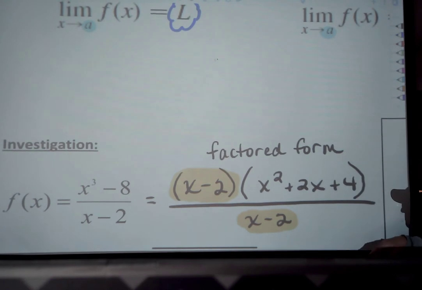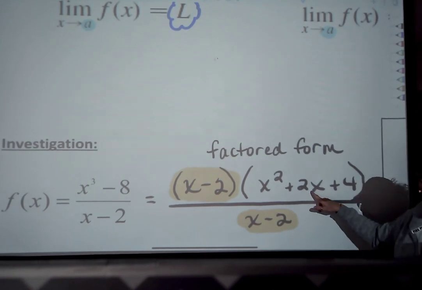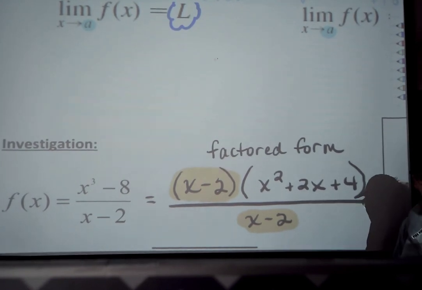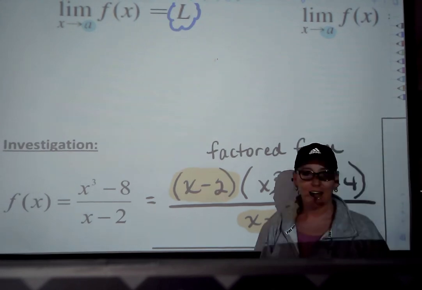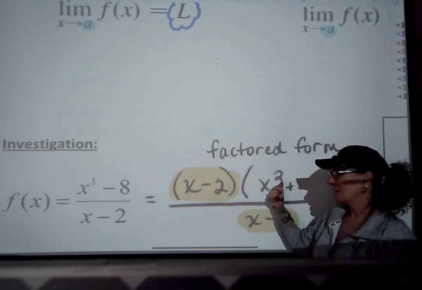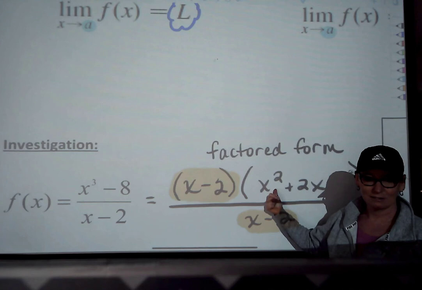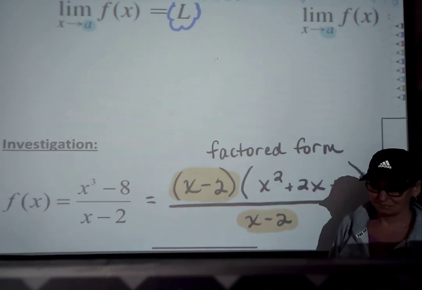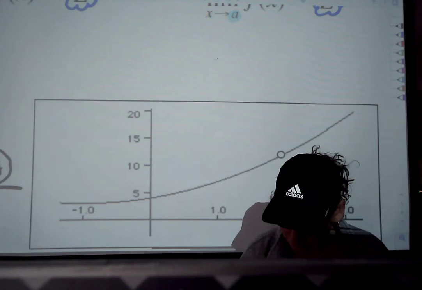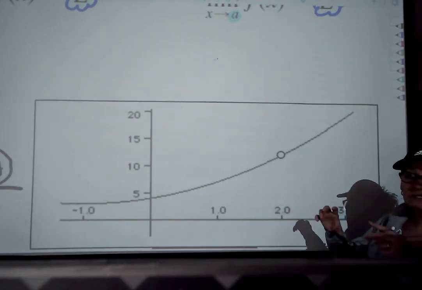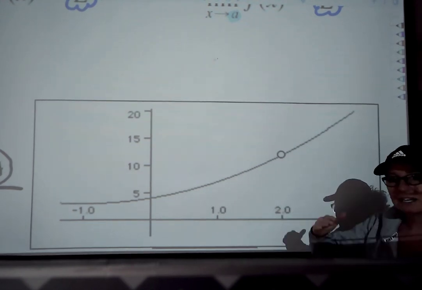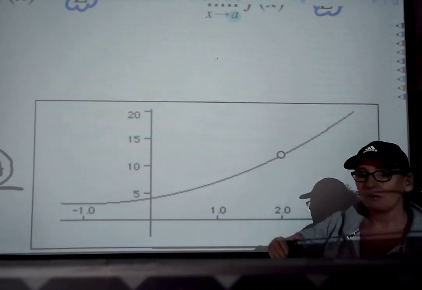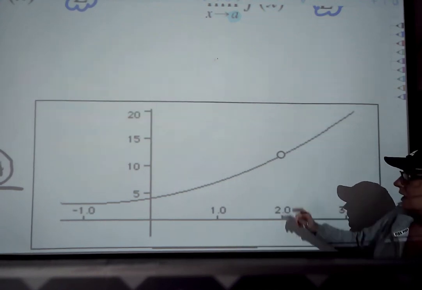What else is there? Well, there's a quadratic equation. My graph is a parabola with a hole at x equals 2. See? Now, this is zoomed in quite a bit, but you can kind of see the shape. Looks like a parabola, and look, there's a hole at x equals 2.